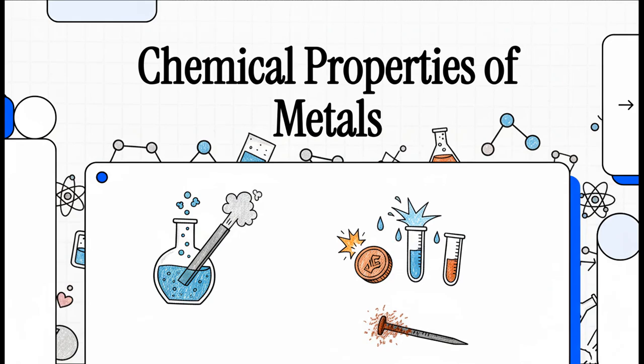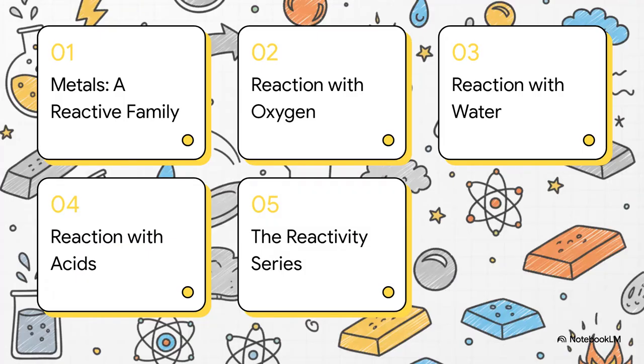Hello, students. We all know that metals are strong, they're shiny, and they're very useful materials, right? But their true nature, their real character, that's only revealed when they react. So today, we're going to explore the chemical properties of metals and see what really happens when we put them to the test. So, here's our plan for today.